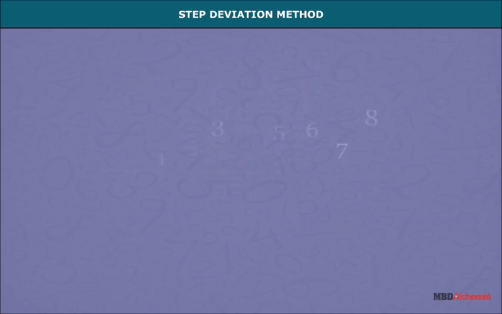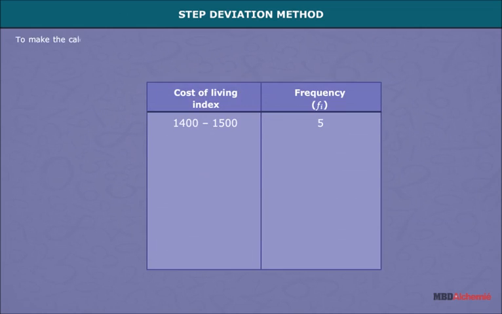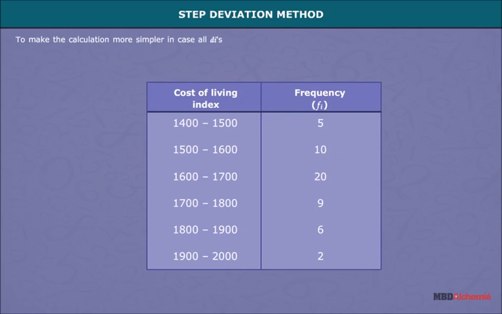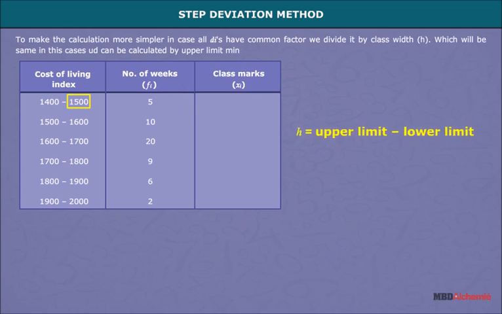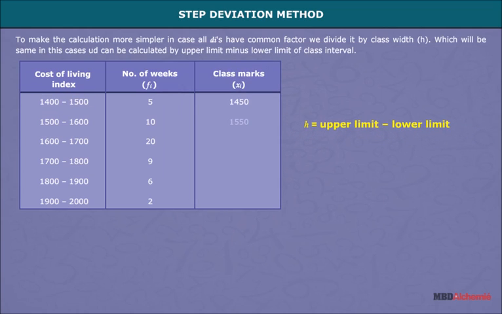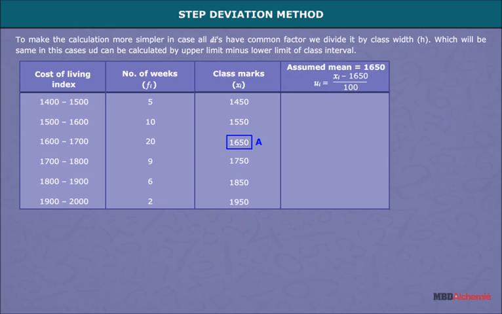Step deviation method. To make the calculation simpler, in case all di's have a common factor, we divide them by the class width h, which will be the same in this case, and can be calculated by upper limit minus lower limit of the class interval. As shown in the example, ui of the first class interval is (1450 minus 1650) divided by 100. Similarly, we can find ui of other class intervals.